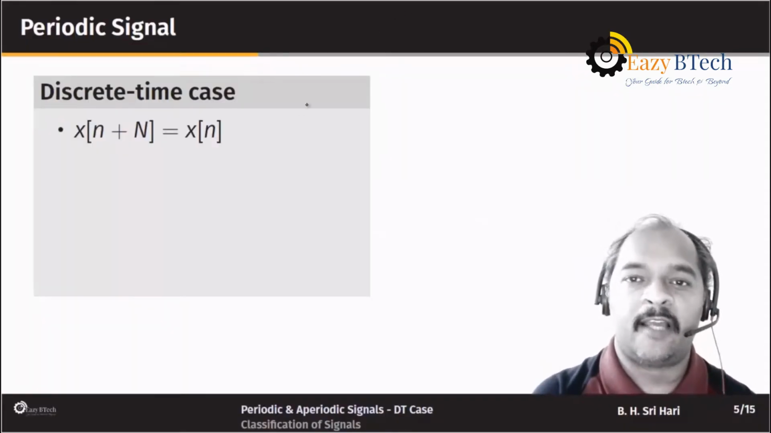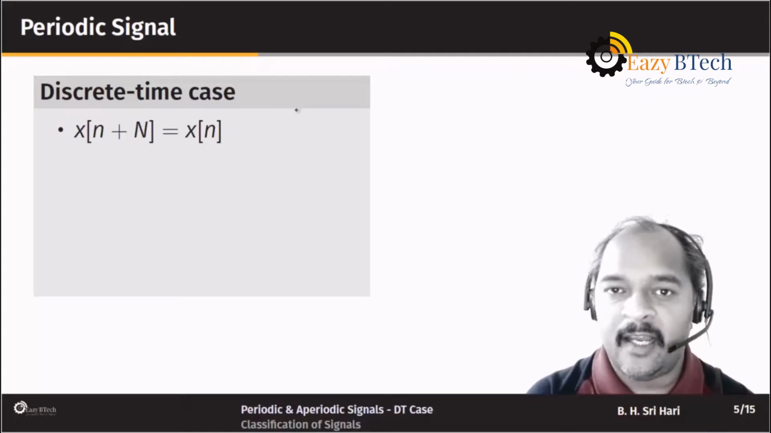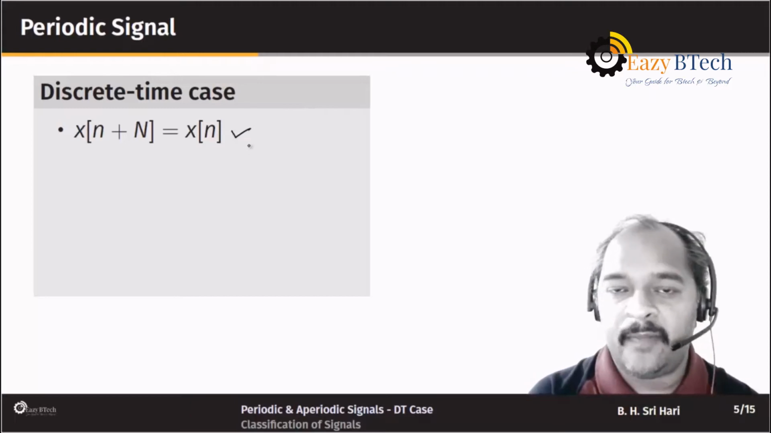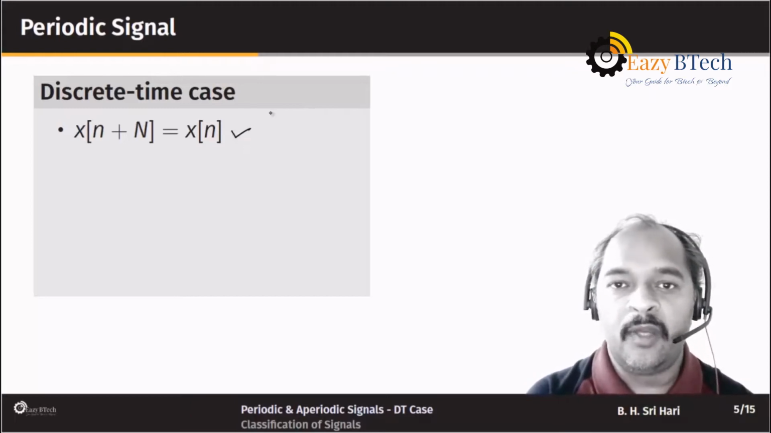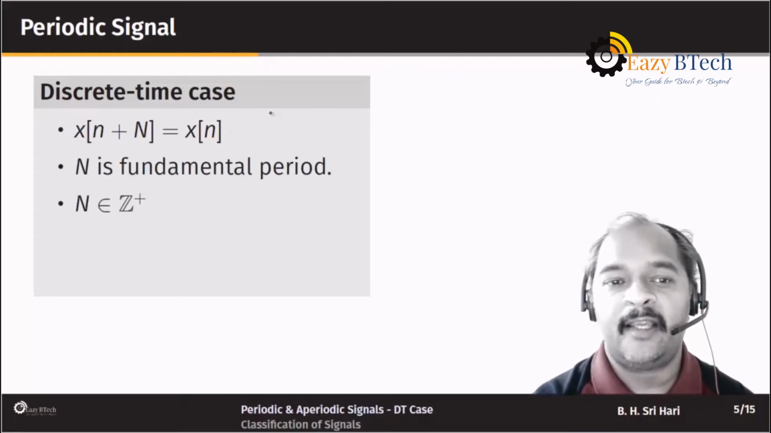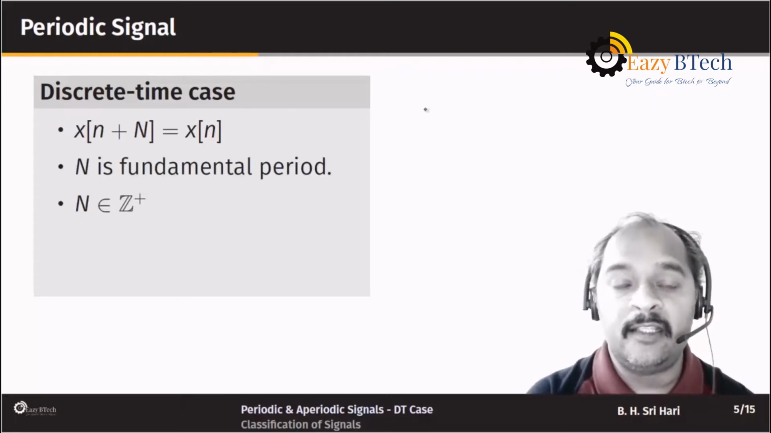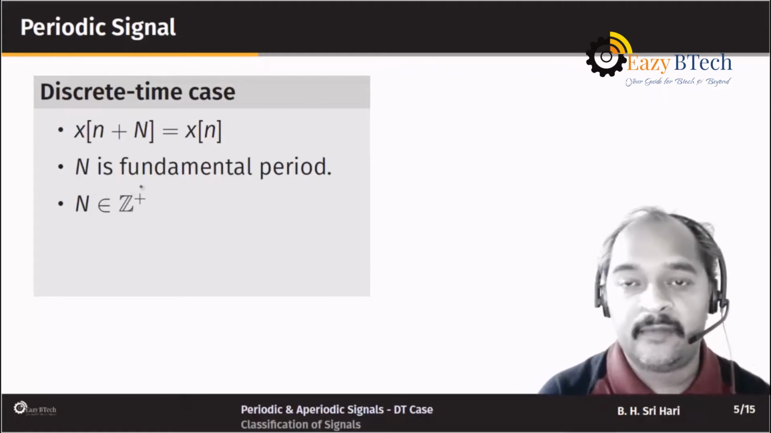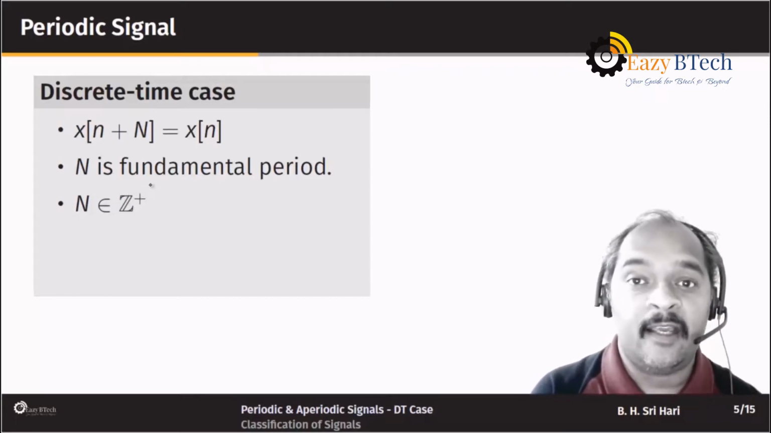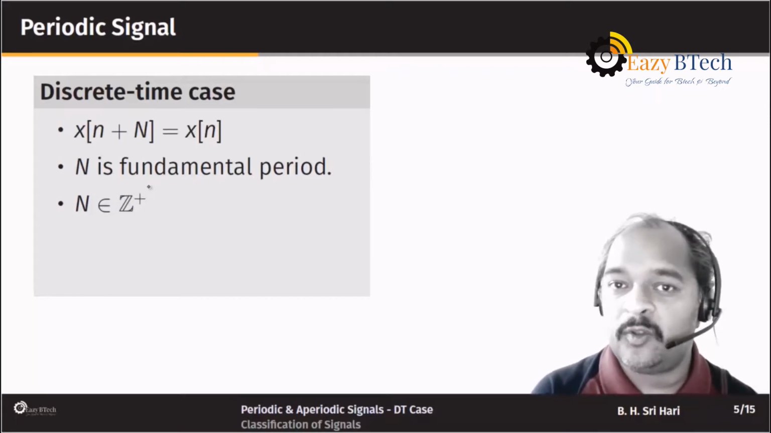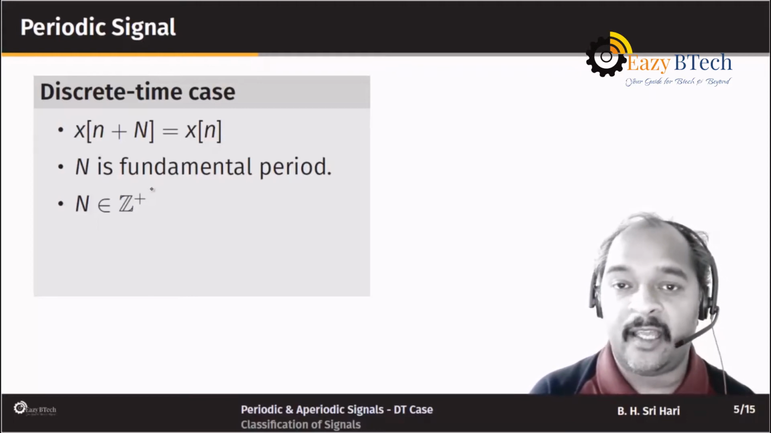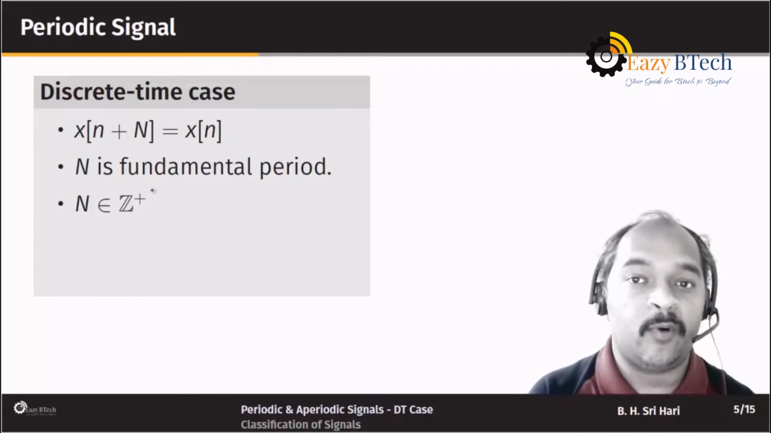For a discrete time signal x of n, we say that it is periodic with period capital N if it satisfies the given condition. What is that? x of n plus capital N should be equal to x of n. But what is capital N? The least positive integer value. So N should be an integer. Compare this with the continuous time case. There the capital T need not be an integer; it should be a positive real number. But for the discrete time case, we need capital N to be a positive integer.